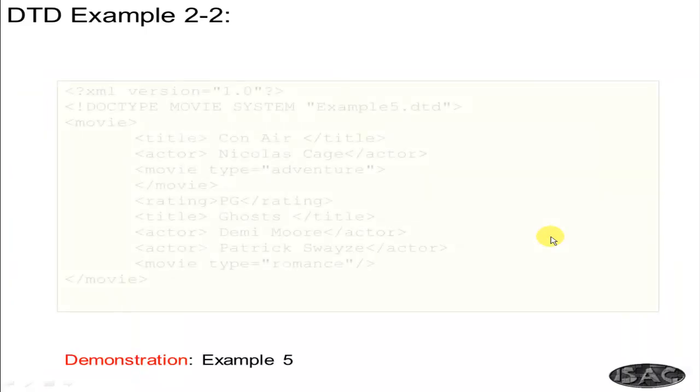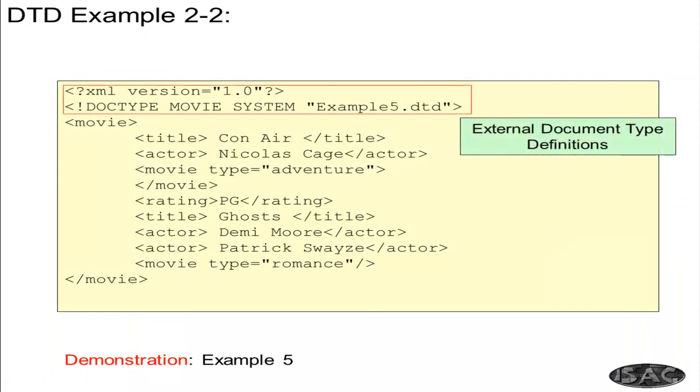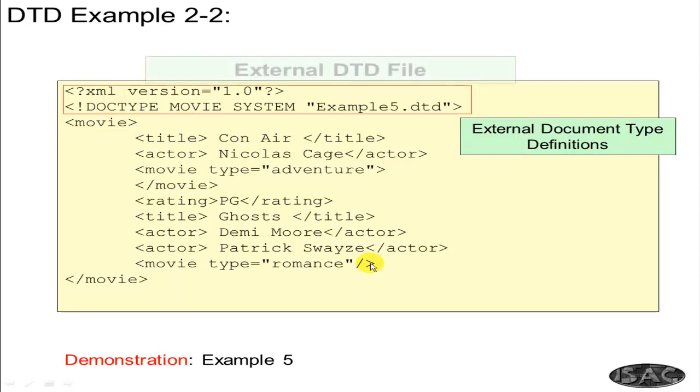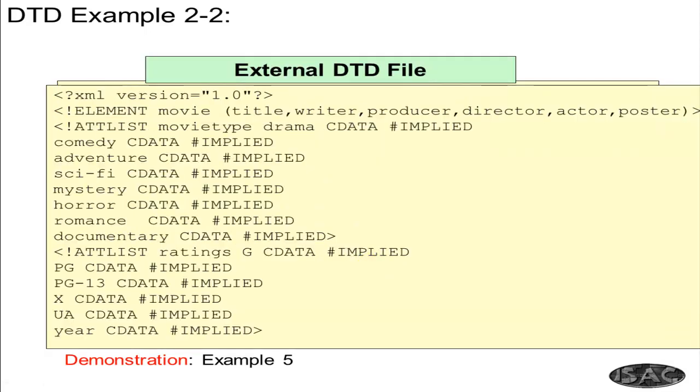Now next we will see how to use this DTD in something else. You have to just put DOCTYPE movie SYSTEM and put the name of the DTD file here, okay? So that's pretty much what it says. The external DTD file will be sitting somewhere else and it will look like this.